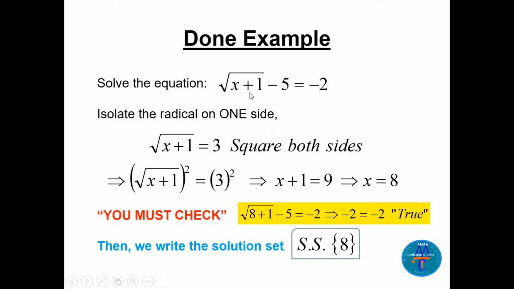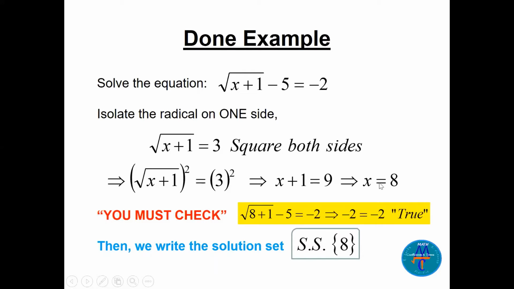We need, remember, to isolate the radical. So take minus 5 and the other side becomes 3. Square both sides now. So x plus 1, when you square it with the radical, you get x plus 1. Square the 3, 9. Take 1 on the other side, x will be 8. Not enough to stop here, guys. You must check. You have to check.